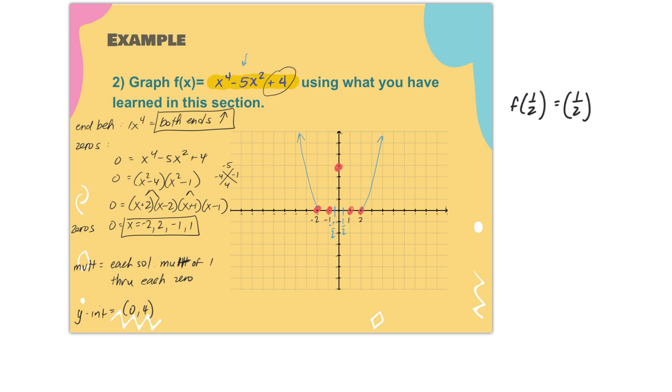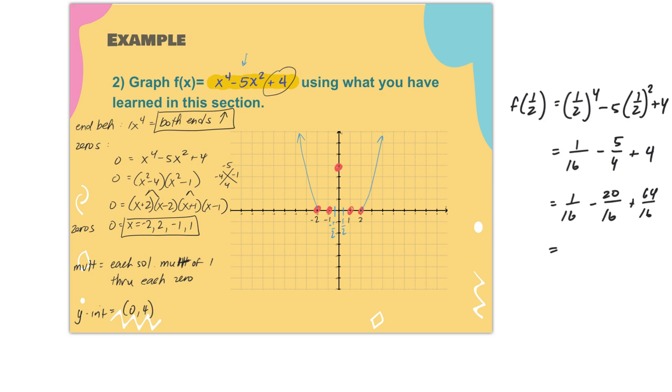So it would be a half to the 4th power minus 5 times a half squared plus 4. A half to the 4th is 1 half times a half times a half times a half, so that's 1/16. A half squared is a 4th, so this is going to be 5/4, and then 4. Now I'm going to make these equivalent fractions to make them easy to work with. So this is 20 over 16, and this is 64 over 16. And then that would be, what, 65 minus 20.